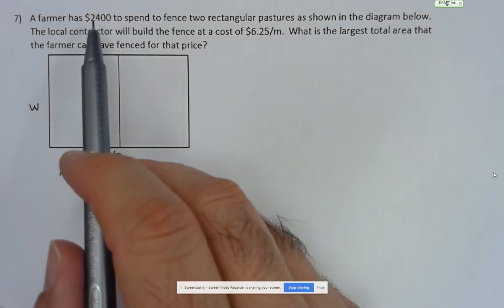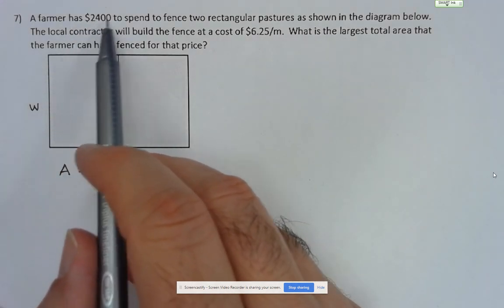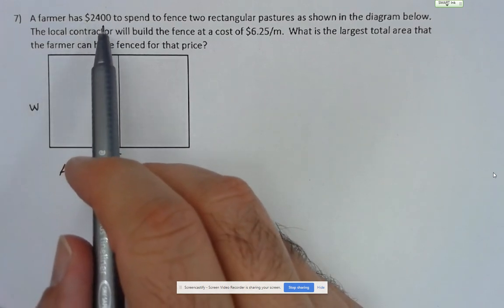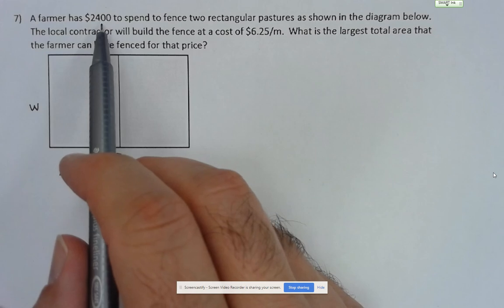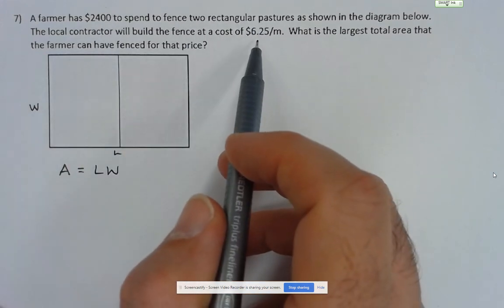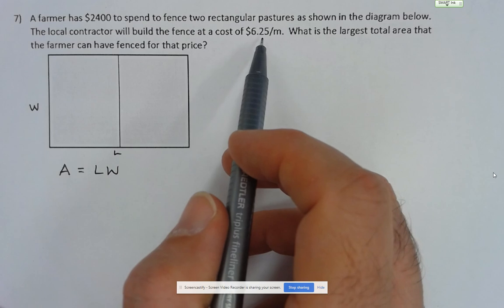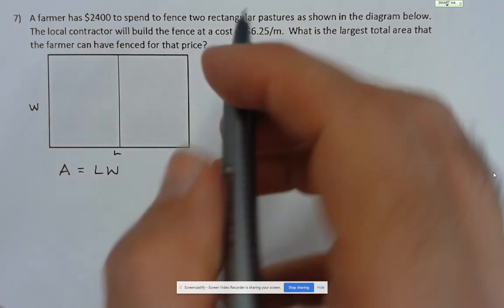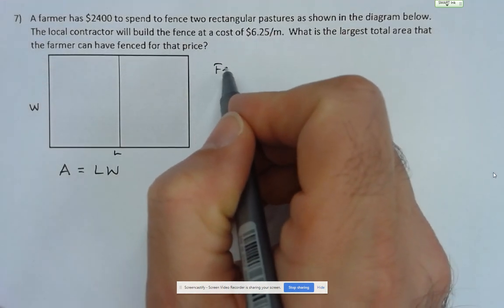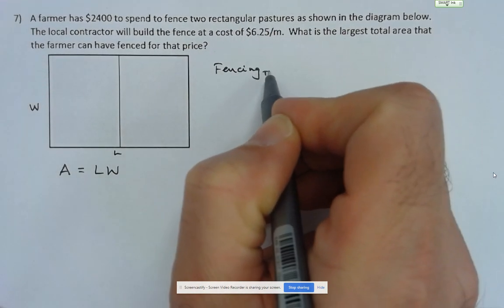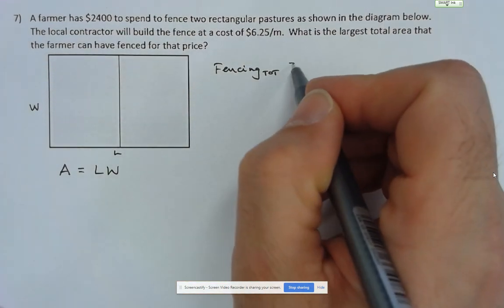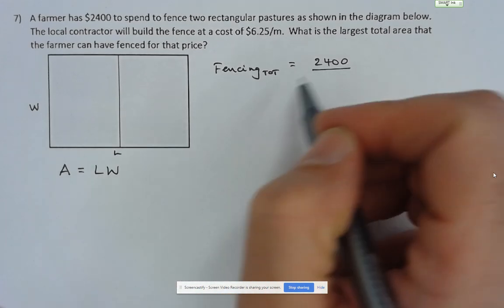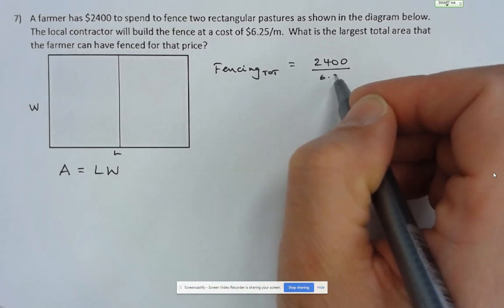But here they tell me the amount of money that I have to spend. So the $2,400 is not the perimeter, but it tells us how much we can spend on fencing. So if I can spend $2,400 and each meter of fence costs $6.25, I can just divide these two numbers to determine the length of fencing that I have at my disposal. Okay, so the total fencing is given by the amount that I can spend on the fencing in all, divided by how much it costs me per meter, $6.25.